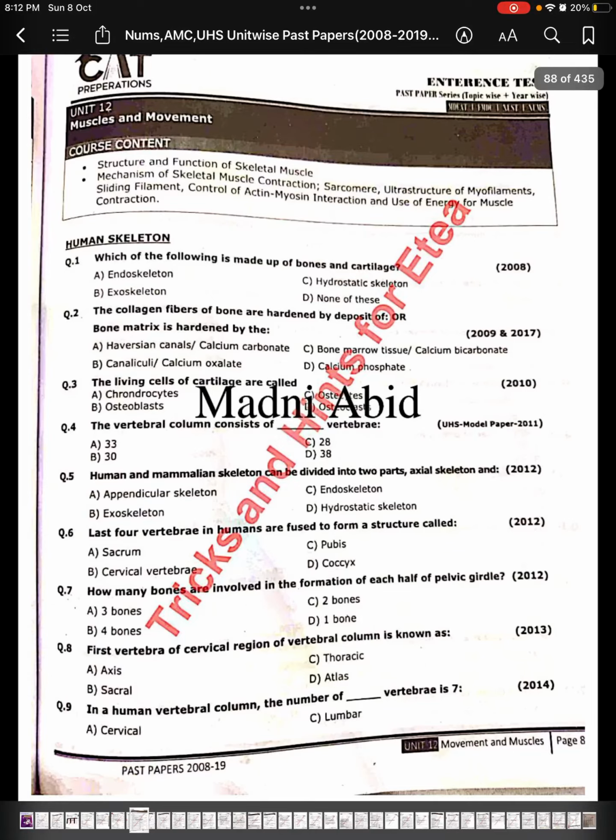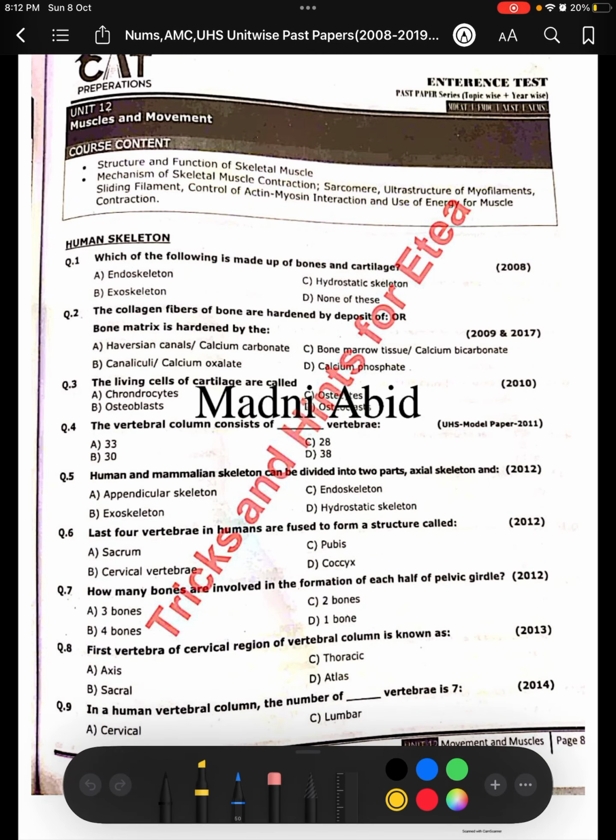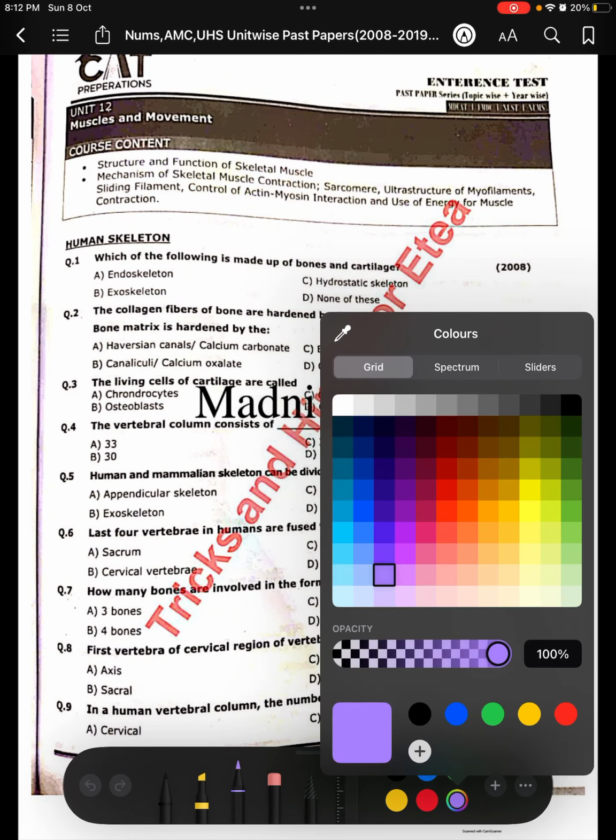So today we will look into the past papers of the chapter skeletal system, or you can say the human skeleton, right? So let's look into the past papers and we're going to solve the MCQs as well, right?